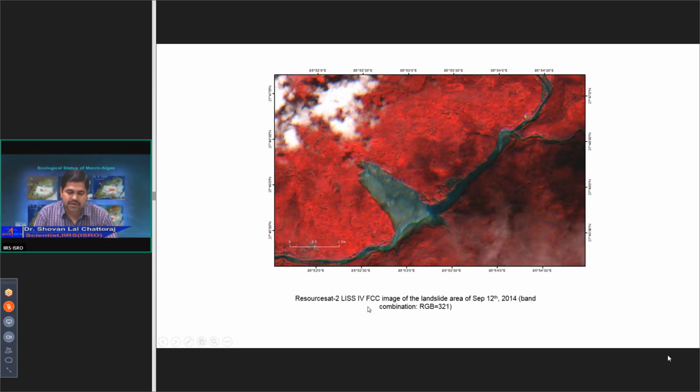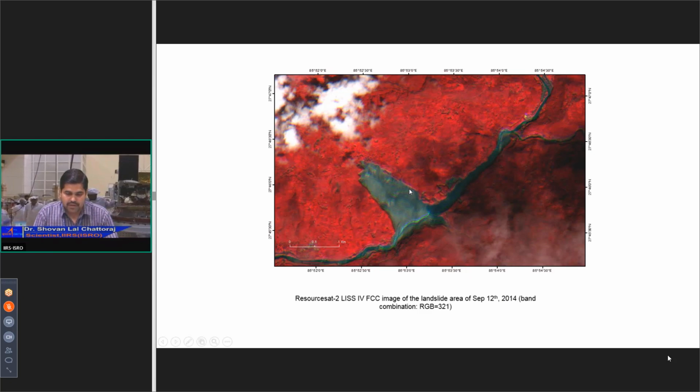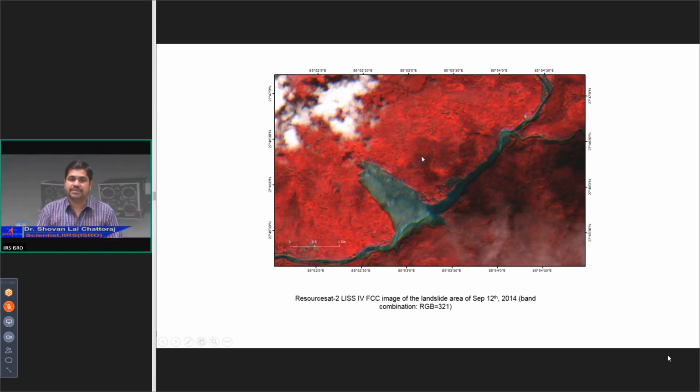This is the Resourcesat-2 LISS-IV FCC image, false color composite image, on 12th September 2014. Now you can clearly see how the image will help you to detect the landslide zone. This is the actual landslide that has happened. How do I identify a landslide on a satellite image? The first point is to look for this arc-wise shape. It will always be of this kind or the other. An arc has to form. Then there will be tonal difference from the background, textural difference, among others.